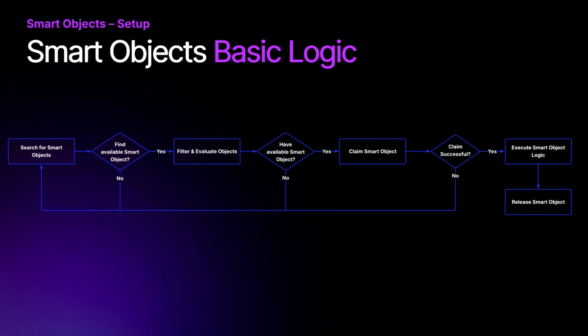Before that, I will just quickly walk through the smart object basic logic of how the AI will use them. When agents want to find and use a smart object, they will search the whole world to see if there are any smart objects in this world. If so, they will filter and evaluate by tags and status, to see if there are any available ones for them to use. If so, they will try to claim the slot of that smart object, then execute the smart object logic. After they finish interacting with that smart object, they will release the smart object for other agents to use.